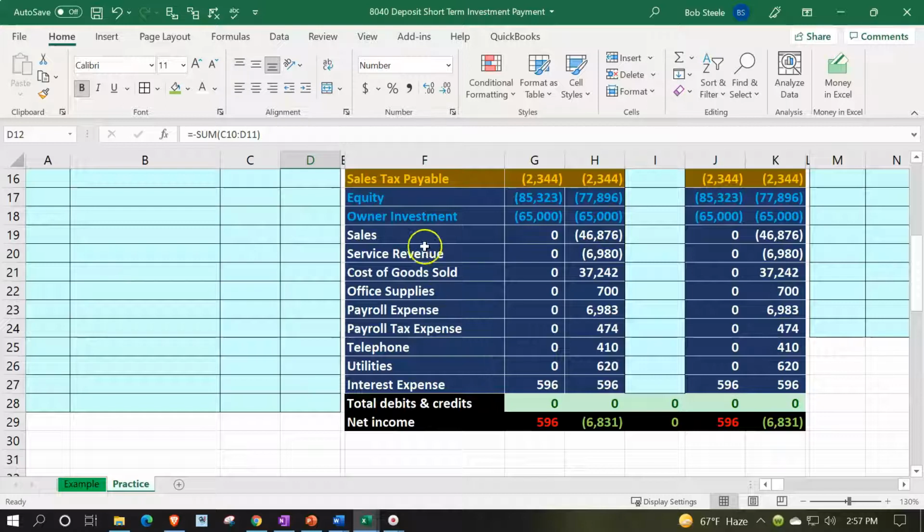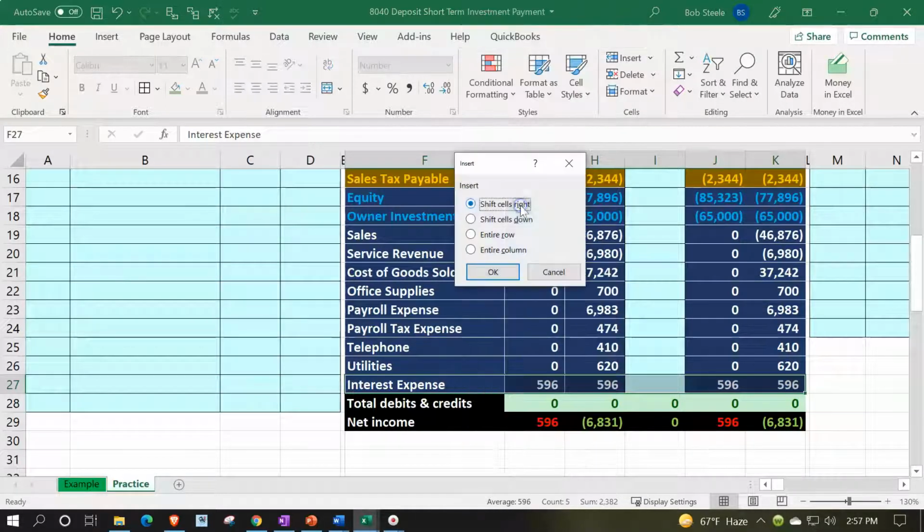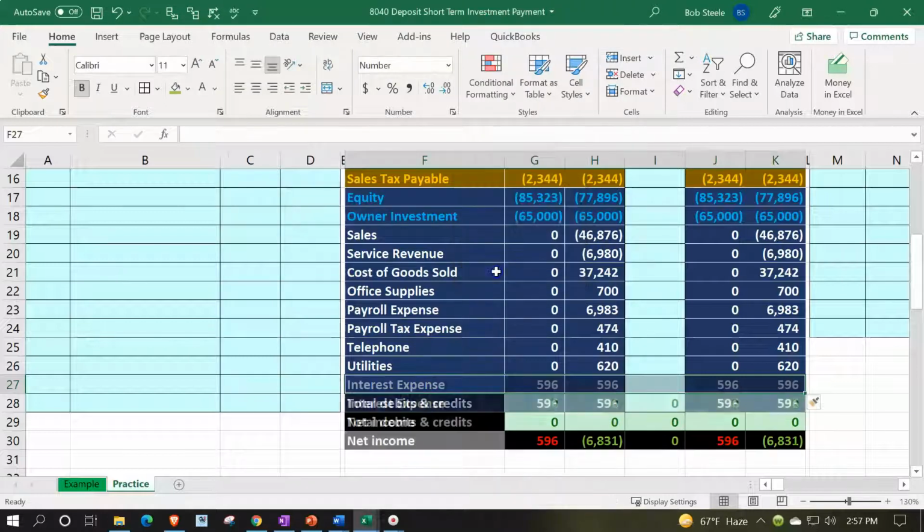So I'm not going to put it up here in the income line items because it's not in alignment with what we do as our business as a guitar shop. It's other income, which I'm going to put at the bottom. And this will become more clear when we see it as we add it to our income statement. But I'm going to put it right above the interest expense. Right click and insert and shift the cells down.